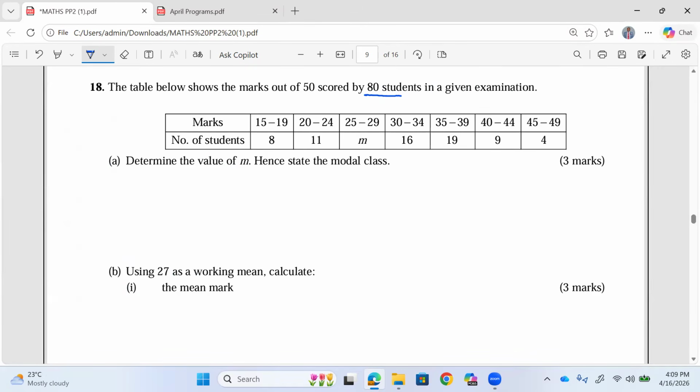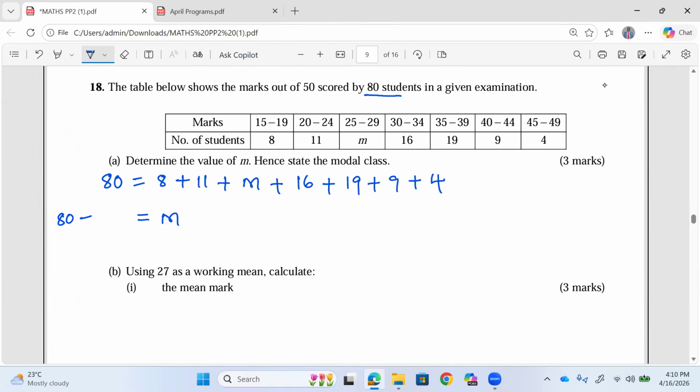So when we are told to determine the value of M, and we are told total students were 80, it means all the number of students are supposed to add up to 80. 8, 11, the unknown M, the 16, the 19, the 9 there, then the 4. When you add everything, you're supposed to get 80. So how shall you remain with M? You're supposed to pick 80 and you subtract all these additions.